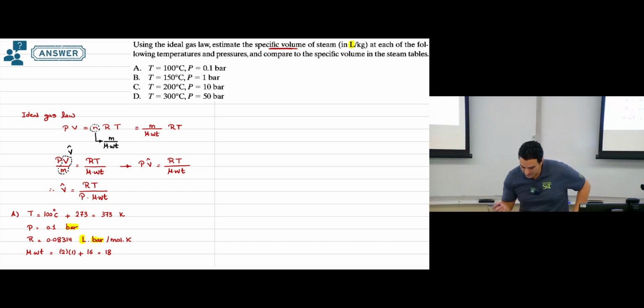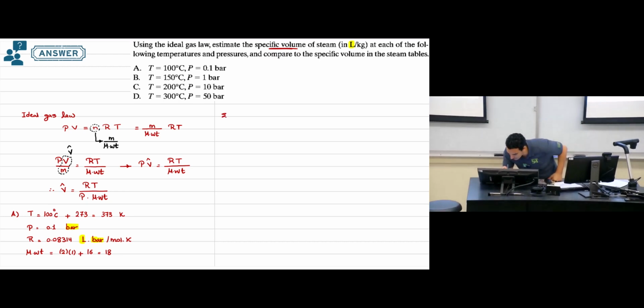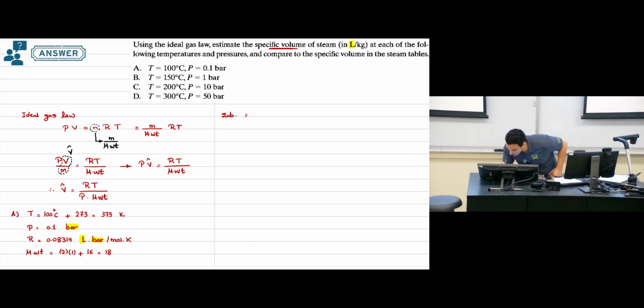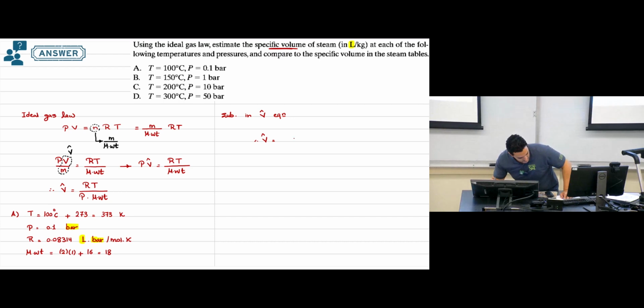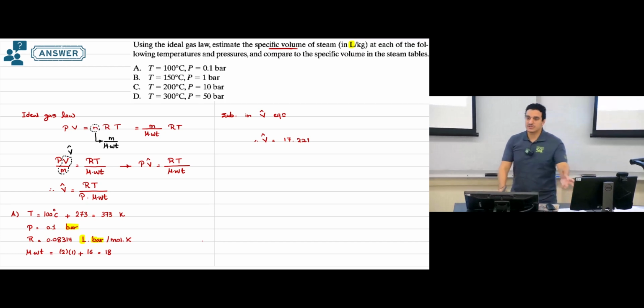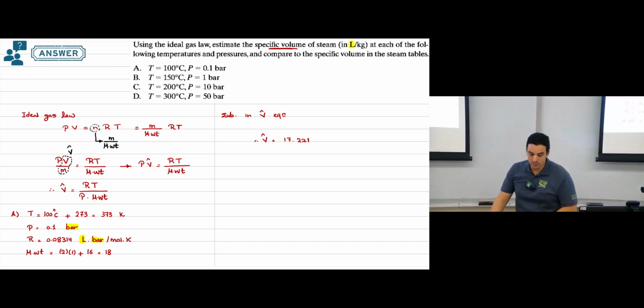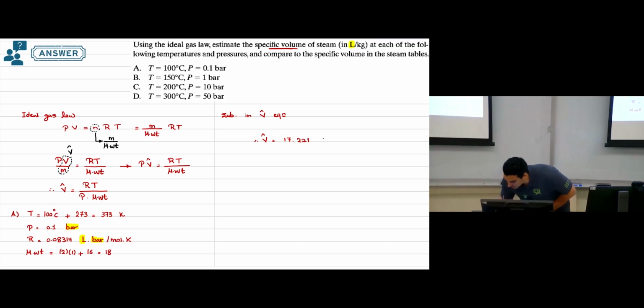So we have everything, so substitute in the specific volume equation, and you can calculate the specific volume, and this will be 17.221. This is the specific volume per mass. What will be the units of volume? Liter, because the volume unit in the R value is liter. So this will be liter.